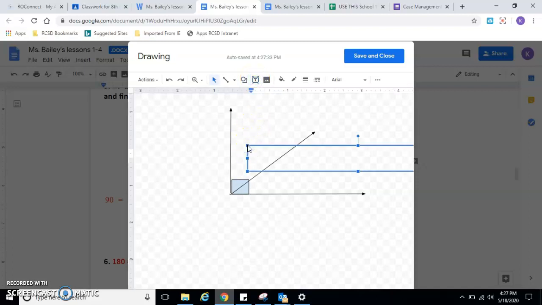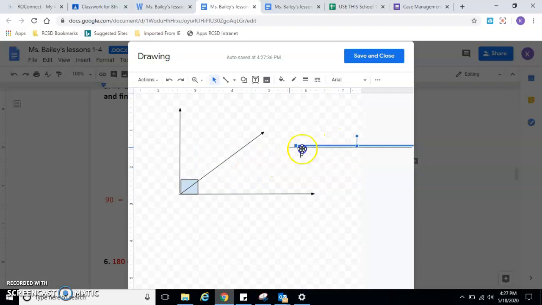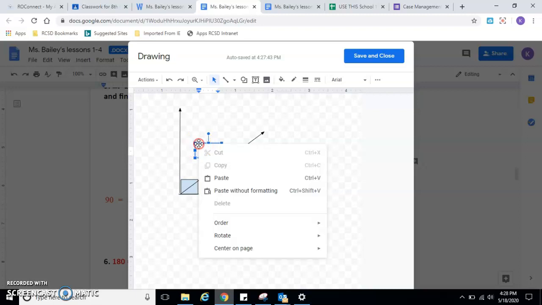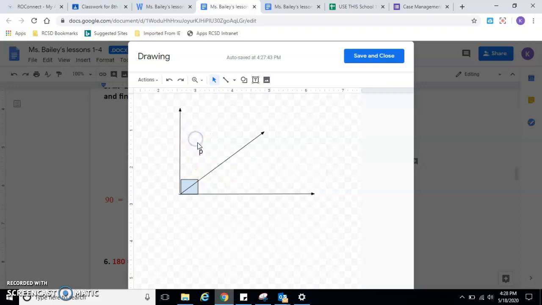I'm going to write P, and I'm going to make it small. Oh, what is going on with this? Here's my P, and then I'm going to do Control, copy, paste, and then we'll make this one Q. So P and Q there. Awesome.